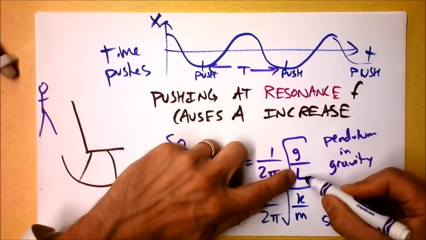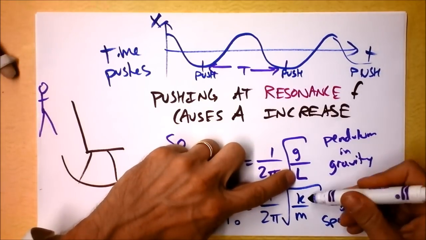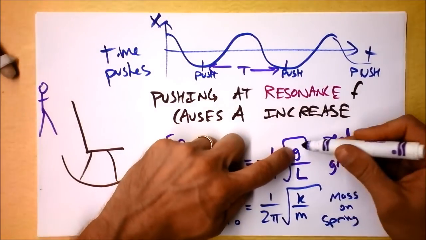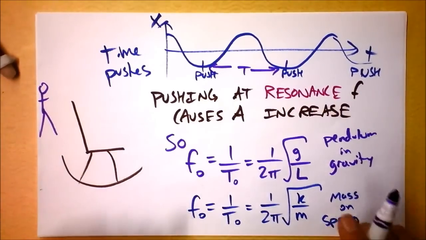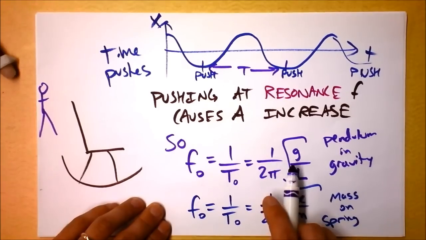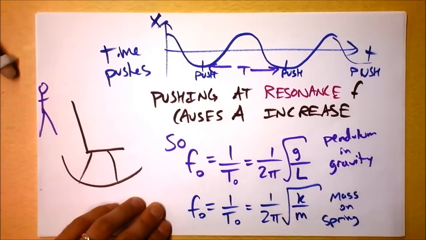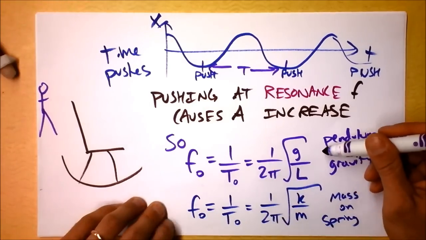Notice the pendulum's characteristic is in the bottom, the mass's characteristic is in the bottom, and the spring's characteristic is on the top, and gravity's characteristic is on the top. So we've got a whole bunch of symmetry between these two equations. But my point is, if you push a pendulum with this frequency that you could calculate, that pendulum will get greater and greater and greater amplitude because you're feeding energy into the system at the right rate.